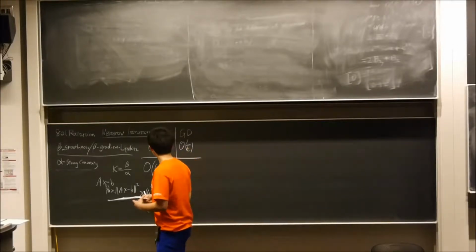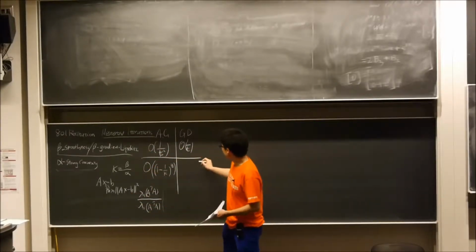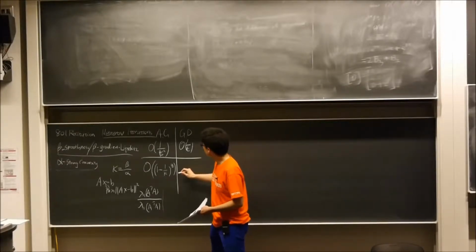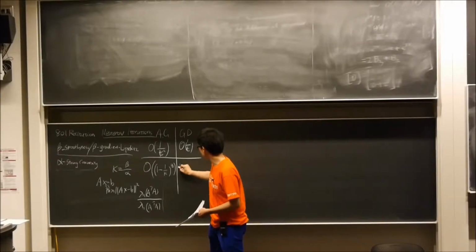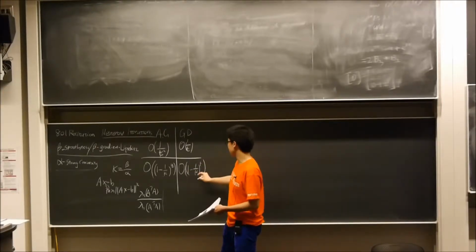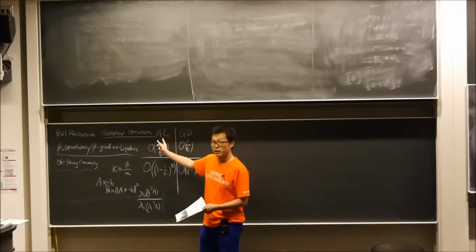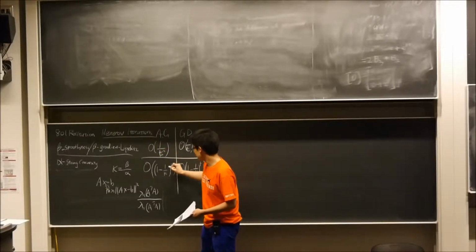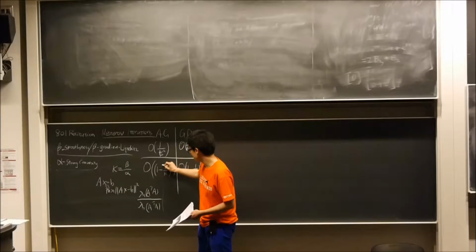Okay, so I haven't got to the point. Oh, sorry, I wrote it in the wrong box. The gradient descent has 1 over kappa to the power of t linear rate. And in accelerated gradient descent with Nesterov's tricks, we are able to add a square root here.